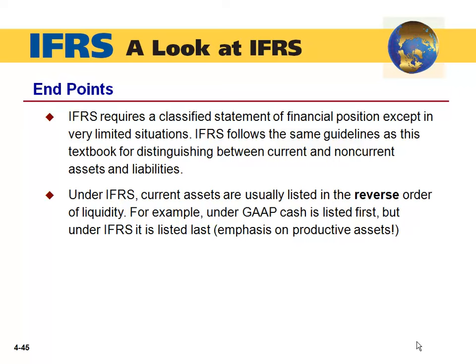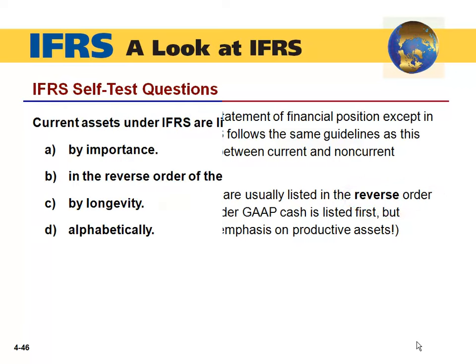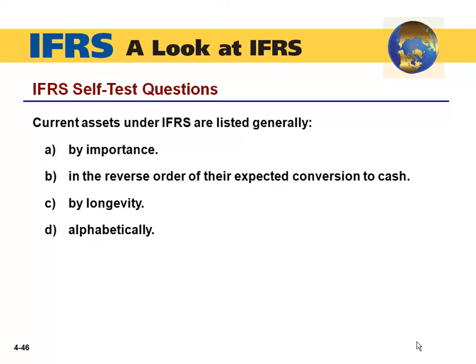The important takeaway is that the international standards and U.S. standards have similar guidelines distinguishing current assets and non-current assets, current liabilities and non-current or long-term liabilities. But as indicated, the international standards reverse the order of those listings within the statement. This course does not emphasize the international standards, but current assets under the international standards are listed generally by the reverse order of their expected conversion to cash, unlike U.S. statements.